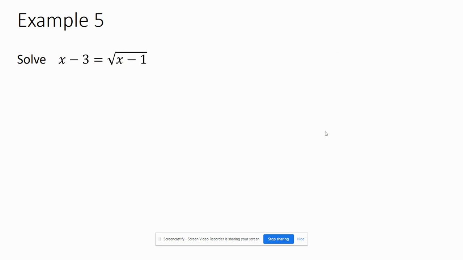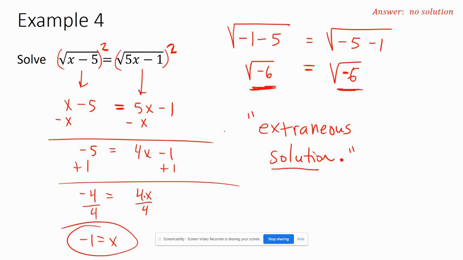Okay, and the last one, going back, I put no solution here. You could technically say no real solutions, technically.